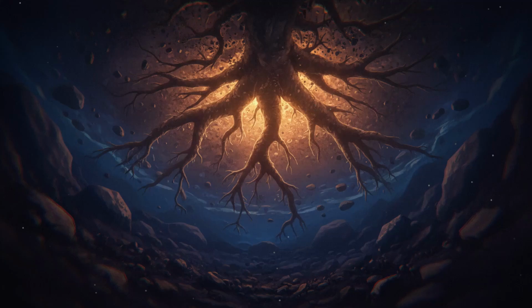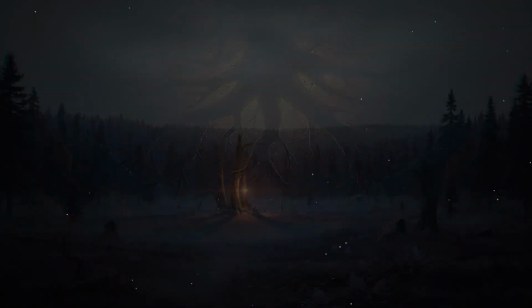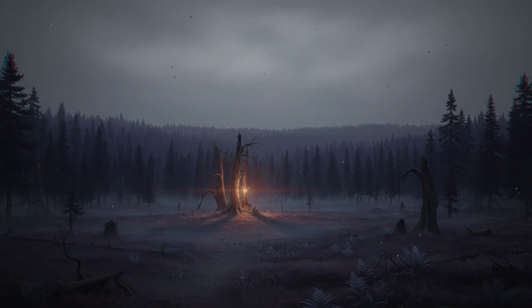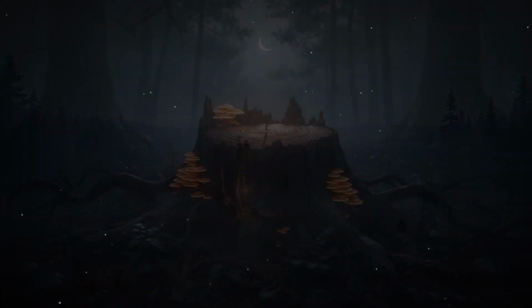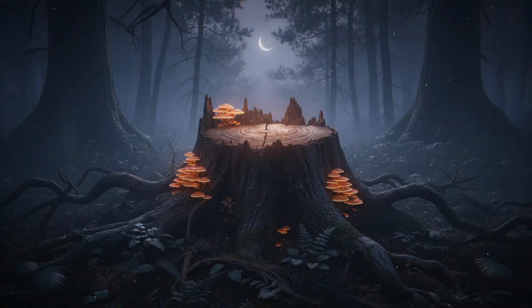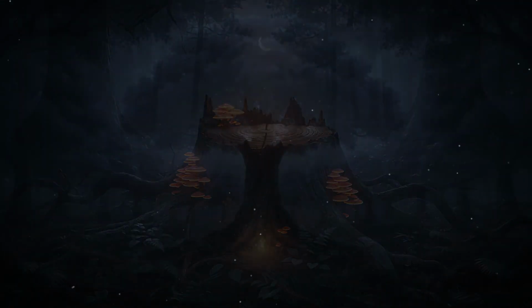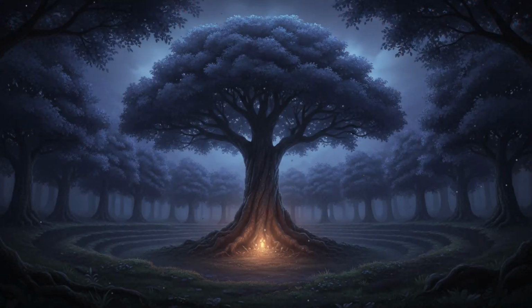The exchange at the heart of these partnerships is simple to describe, though the chemistry behind it is not. The tree, through photosynthesis, captures sunlight and turns it into sugar. Some of that sugar, up to 30% of everything the tree produces, flows down through the roots and into the fungal network. The fungus receives it, uses it, lives on it.